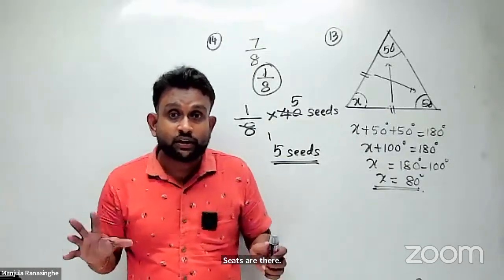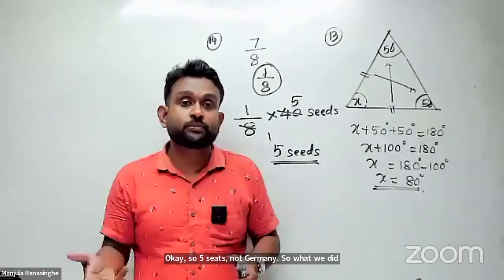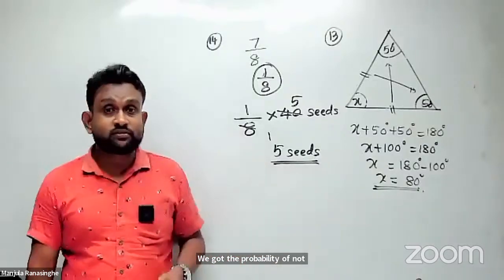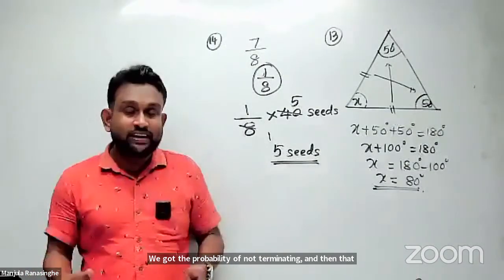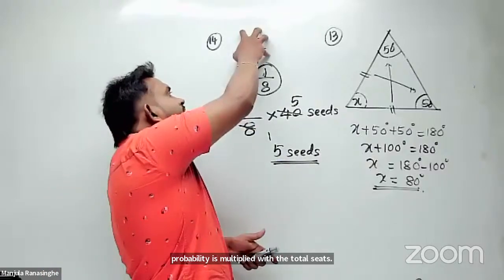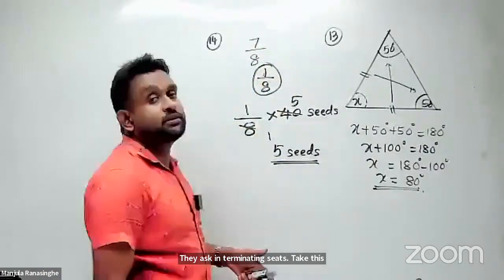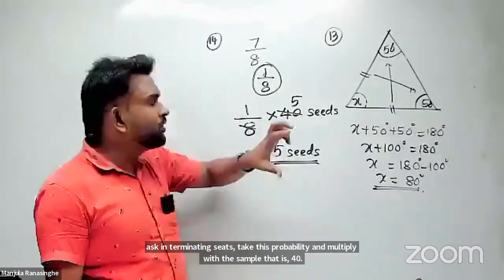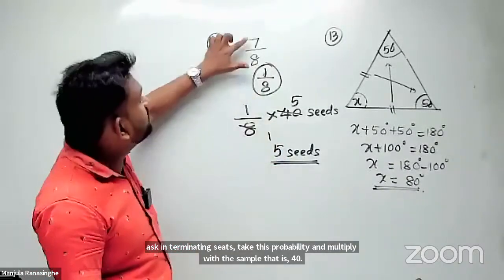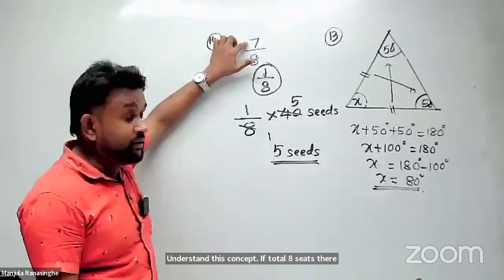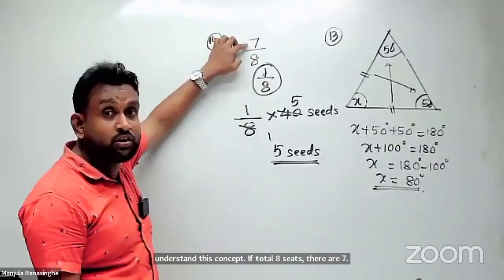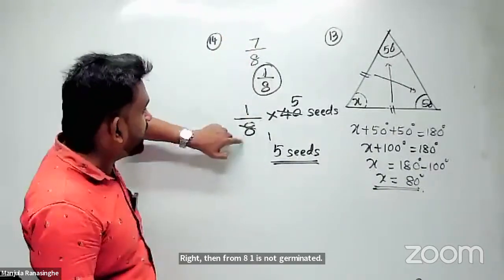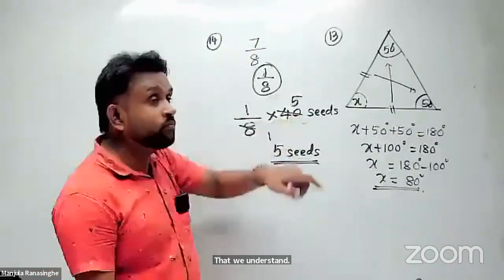So what we did was get the probability of not germinating, and then multiply that probability with the total seeds. If they're asking for germinating seeds, take that probability and multiply with the sample, that is 40. Understand the concept. If out of 8 seeds, 7 are germinated, then from the total 8, 1 is not germinated. Then if 1 in 8 is not germinated, from 40, how many?